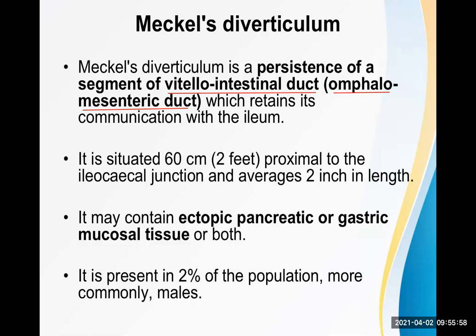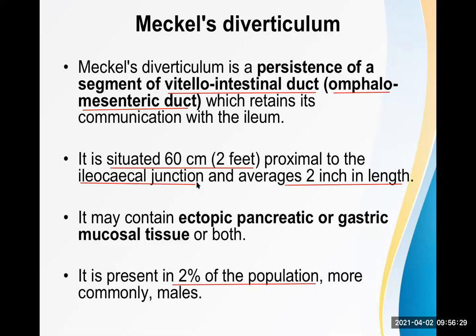Now, there are certain facts here. This is known as the rule of 2, and look at this rule of 2 now. It is situated 2 feet proximal to the ileocecal junction. So this is 1, here is 2 feet. Another one, it is length. It averages 2 inches in length, another 2 for you, and then it is present in 2% of the population. So this is known as the rule of 2.